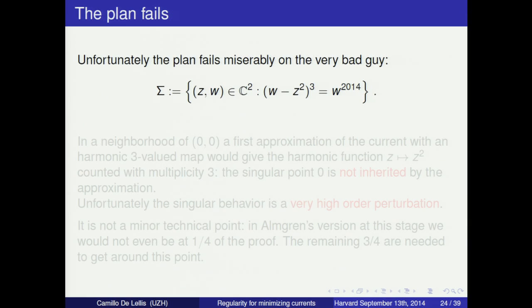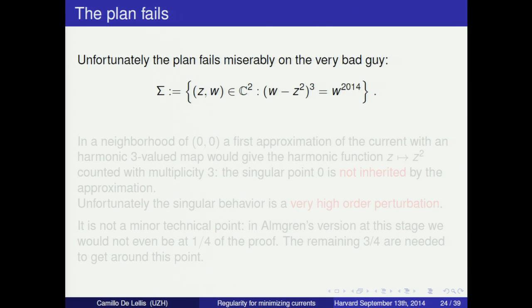OK, now, unfortunately, if you look at the plan, it fails miserably. And it fails miserably on this very bad guy that I told you about. Why does it fail miserably? If you look at this guy, it is something like w equals z squared plus a 3-valued deviation, the cube root of w to the power 2014. So it's essentially w equals z squared plus a very, very tiny deviation from it, which is a 3-valued deviation, a branching singularity, but it's really tiny.